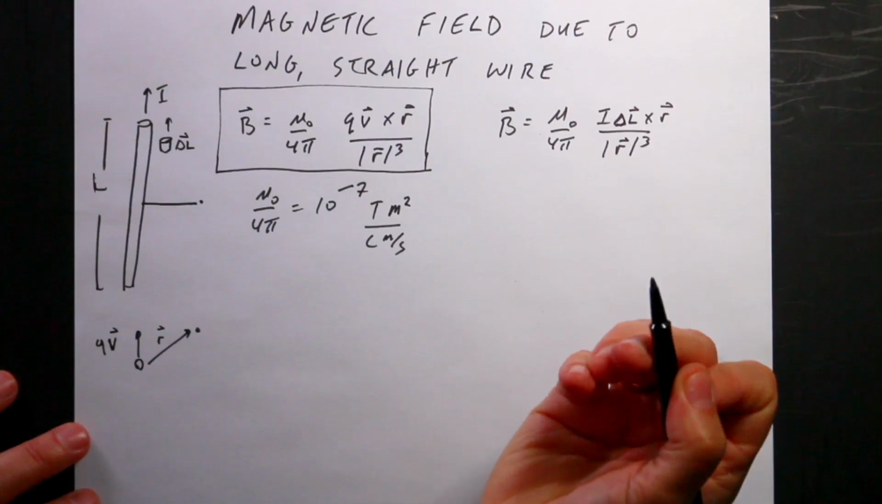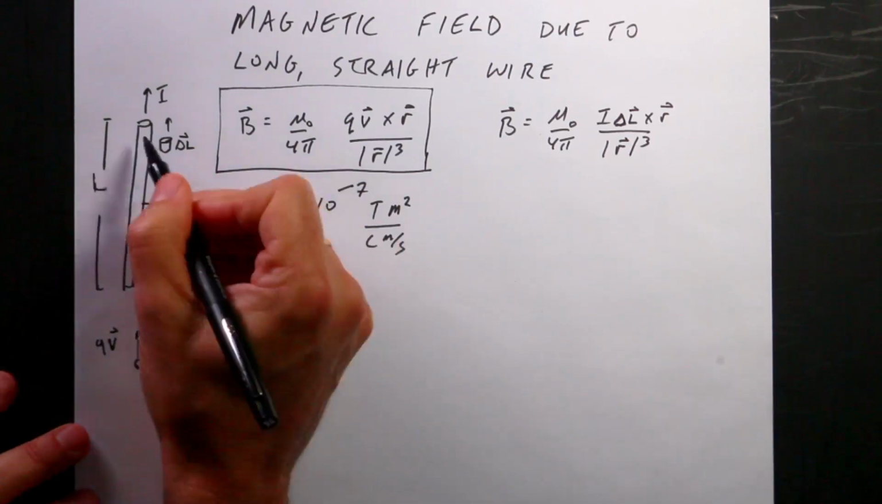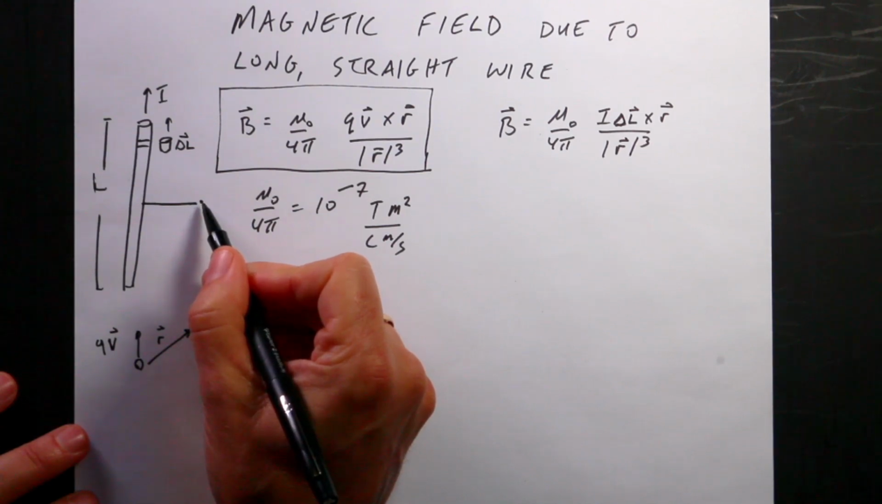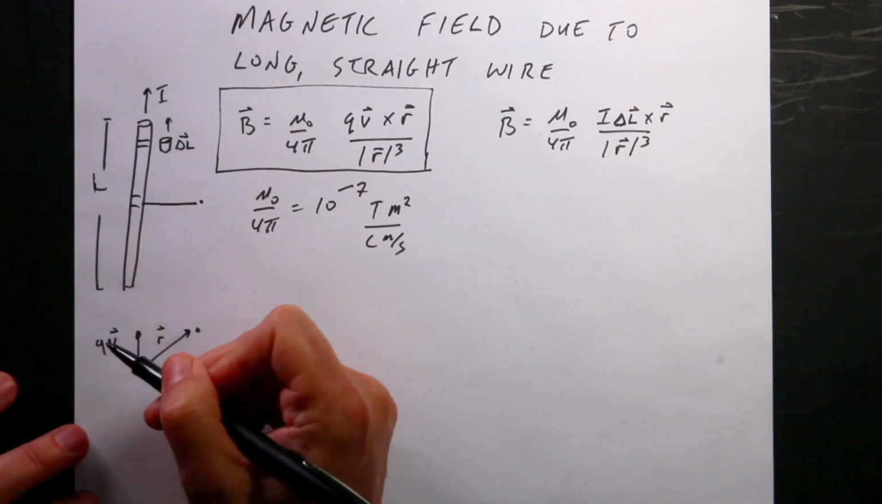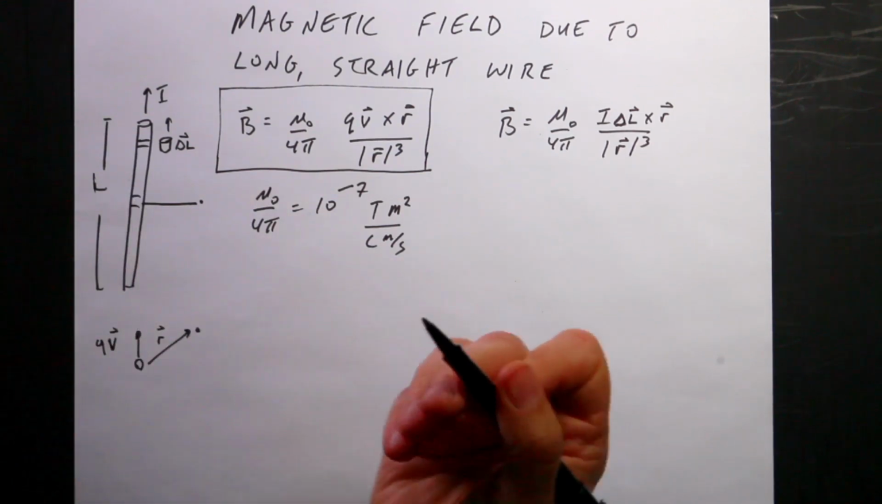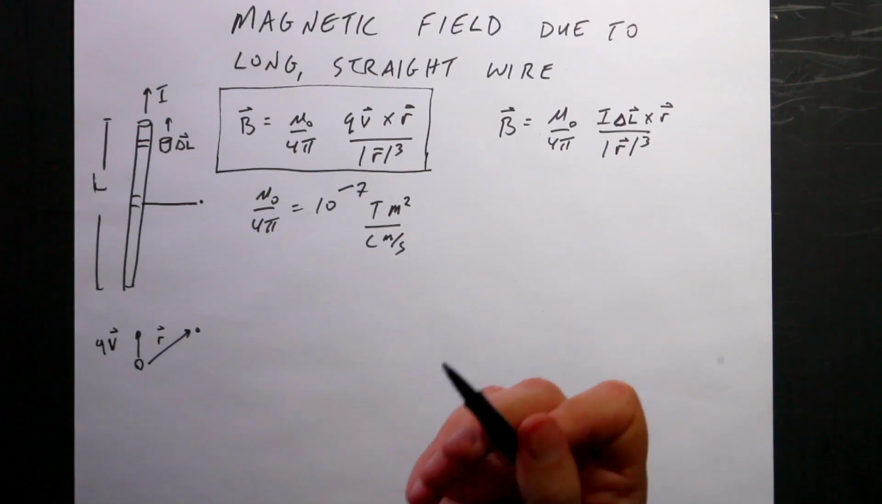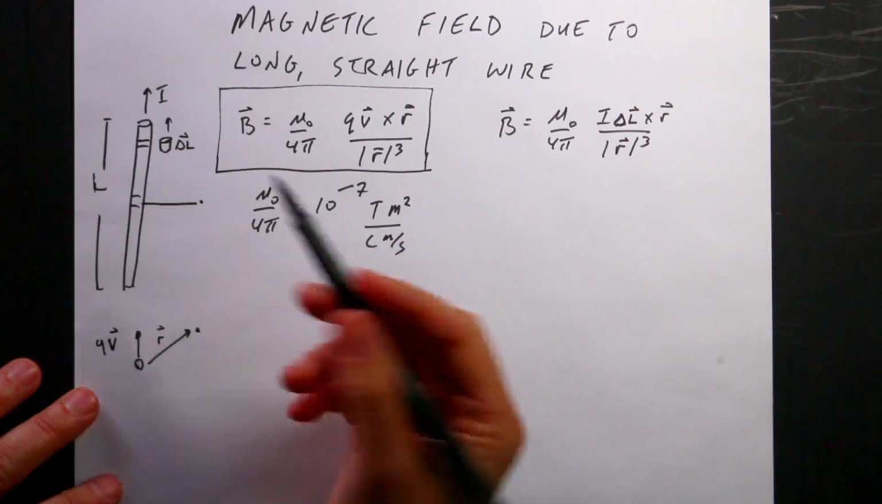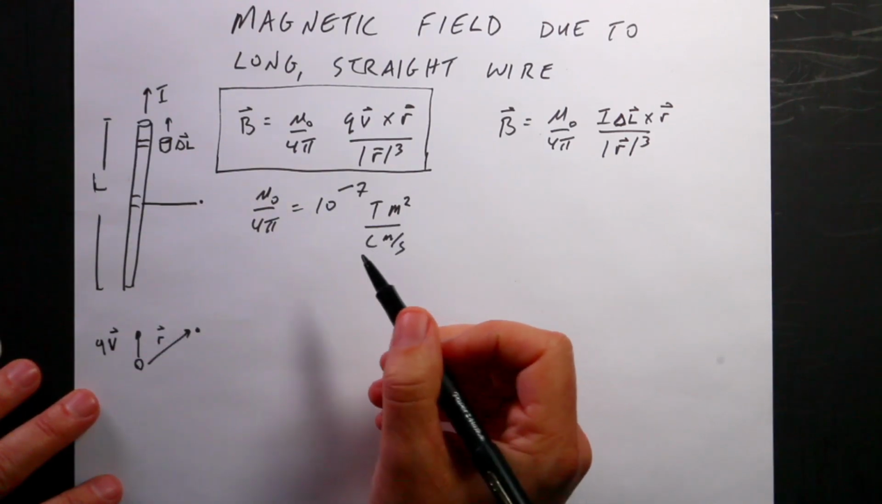And so we have to do delta L, right? Because this part of the wire is a different distance and in a different direction than this part of the wire. So there's no one wire. It's a whole bunch of tiny wires connected together. And that's why this problem is really more challenging.